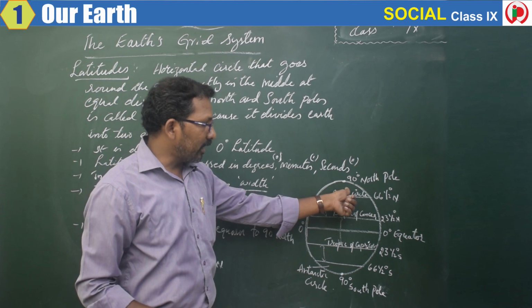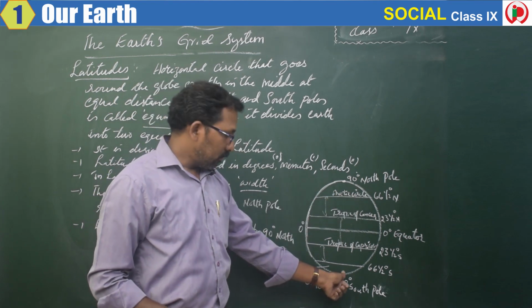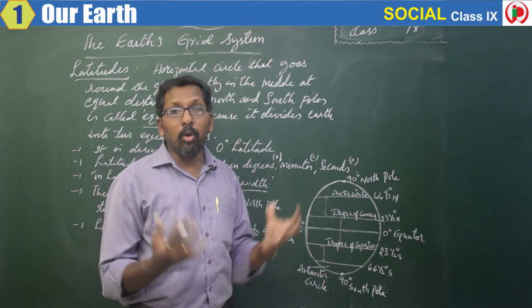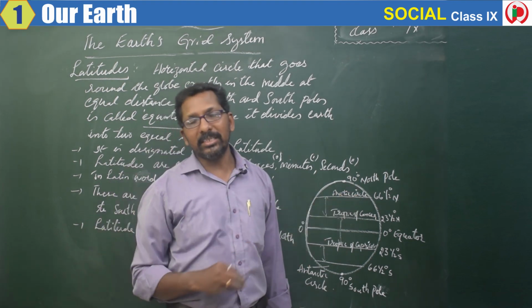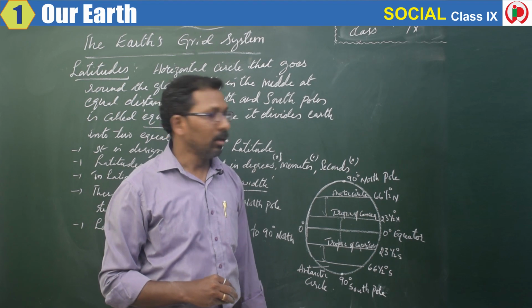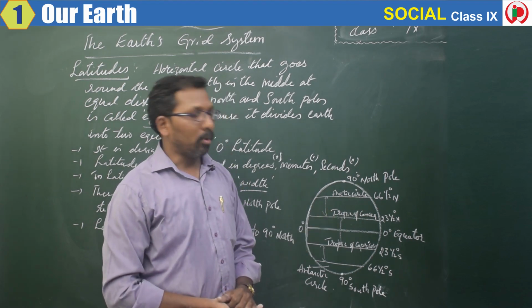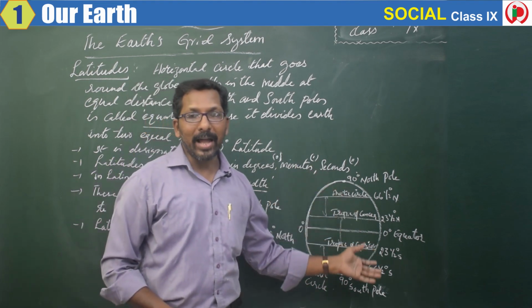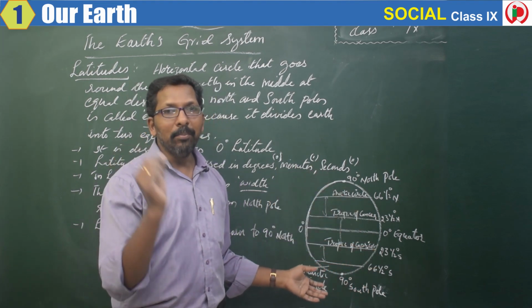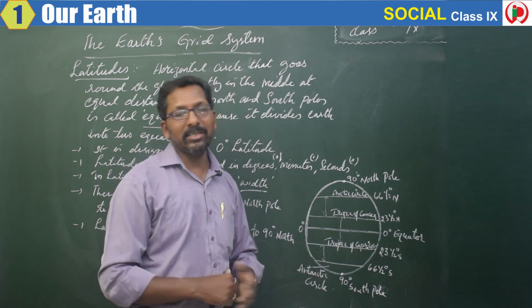Then why is it called a polar zone? Polar means what? Very cold. Why? Because sunlight does not reach those particular places. Right. So that's why they are called polar zones. So this is how these particular latitudes have been given their important designations.